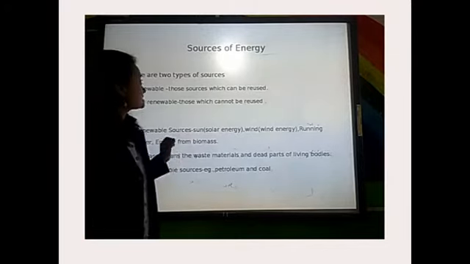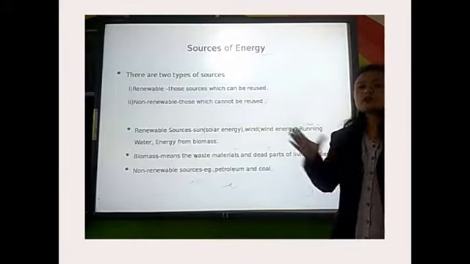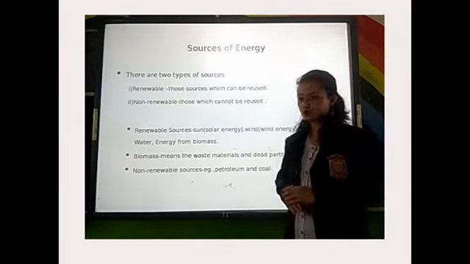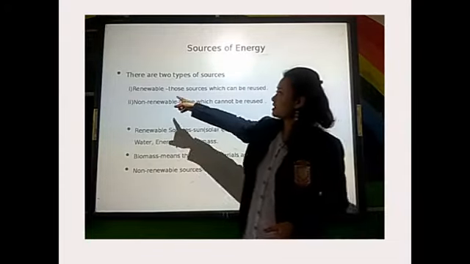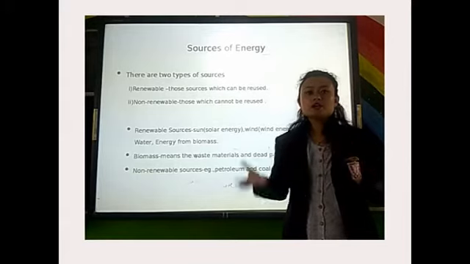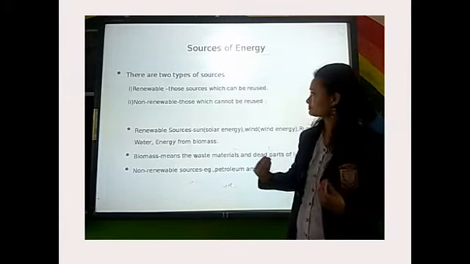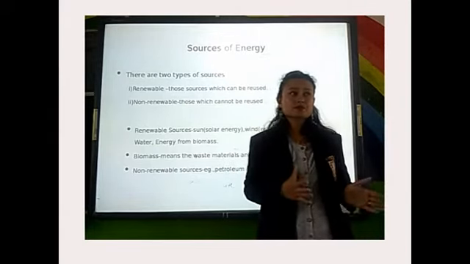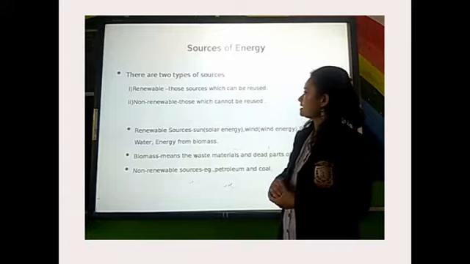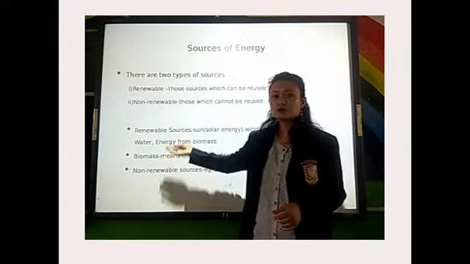Now we'll be discussing sources of energy. Now where does energy come from, isn't it? So there are two natural sources of energy. The first one is renewable. Renewable means that which can be renewed, the energy which can be reused. So renewable sources mean sources which can be reused, for example, the sun. So here we have a renewable source, the sun.